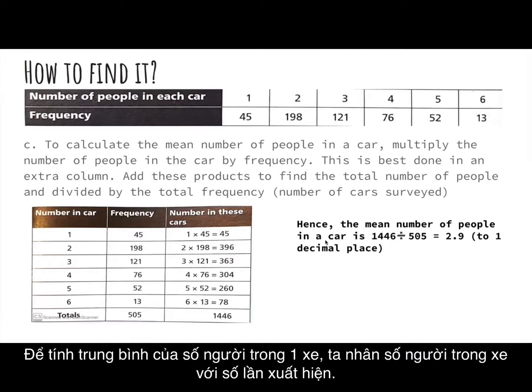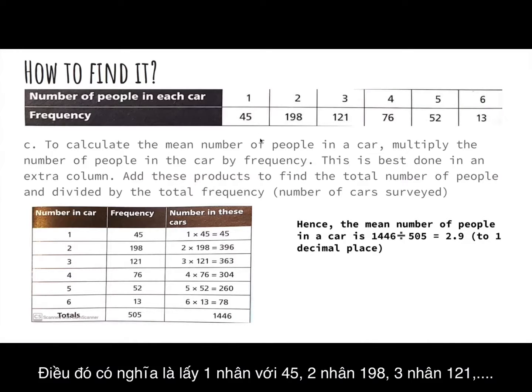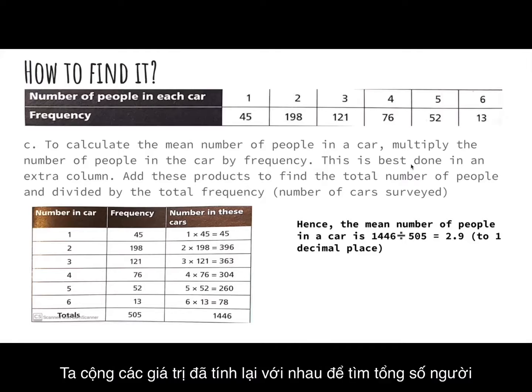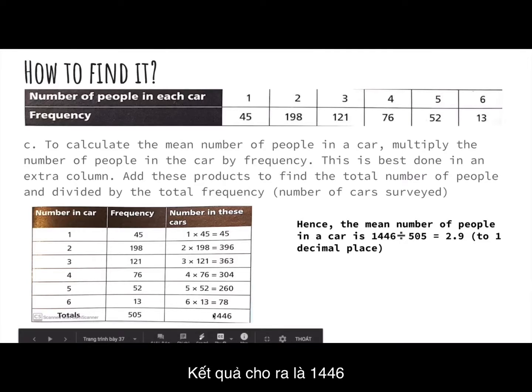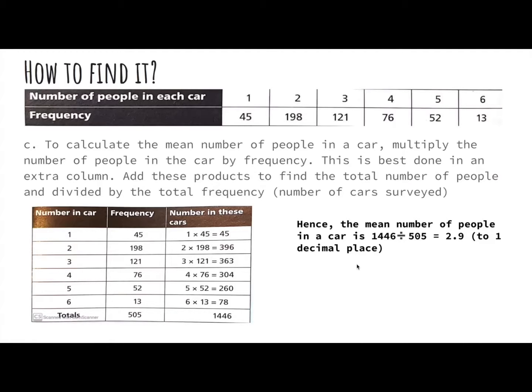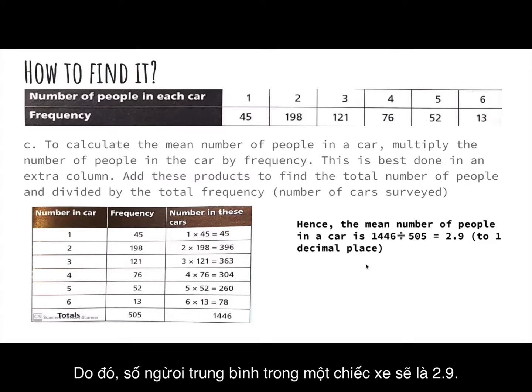The mean. To calculate the mean number of people in a car, you multiply the number of people in the car by the frequency. So that means 1 times 45, 2 multiplied by 198, 3 times 121, 4 times 36, and so on. This is best done in an extra column. Add these products together to find the total number of people, which gets us 4,446, and divide by the total frequencies, that means 505. You will get 2.9 rounded to one decimal place. Therefore, the mean number of people in a car is 2.9.